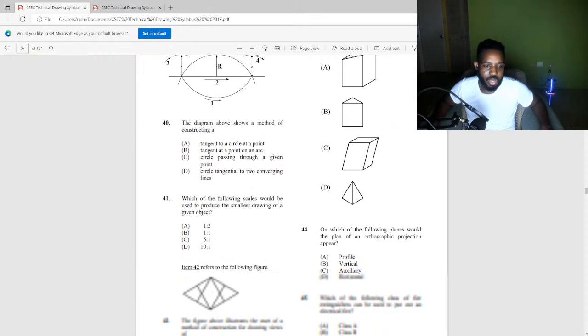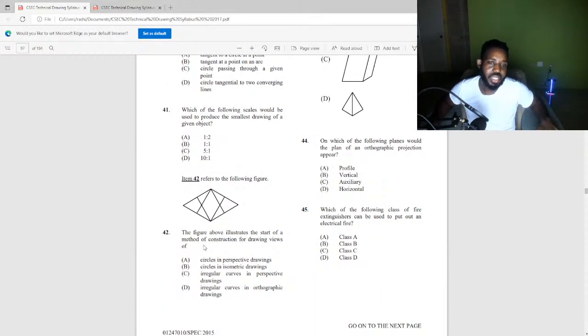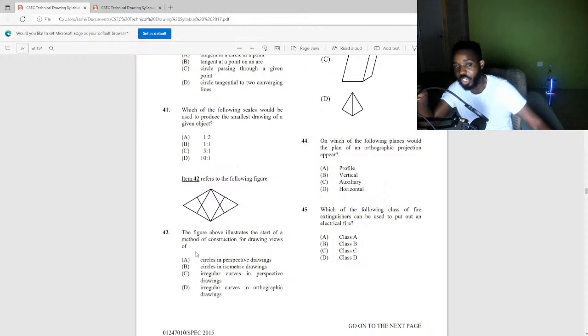All right, number 41 says, which of the following scales would be used to produce the smallest drawing of a given object? Think about it. The smallest drawing. So we have 1 to 2. If something is 1 to 1, that's its actual size. If something is 1 to 2, we are drawing it twice as small. If something is 5 to 1, we're drawing it 5 times larger than its actual size. If it's 10 to 1, we're drawing it 10 times larger.